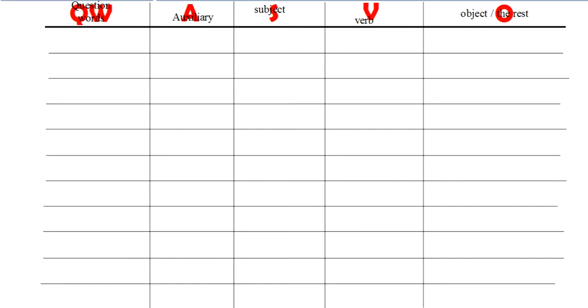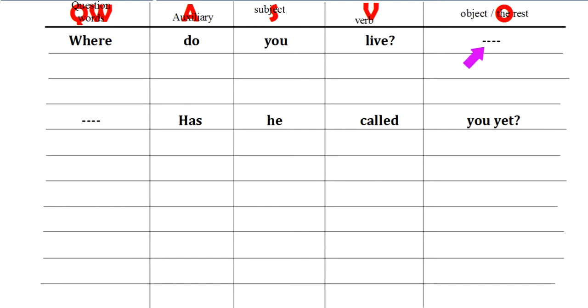Let's plug in the two questions that we've been working with, and you can see in what position each word falls in the chart. You might notice with the first question, there's nothing in this position. And if you recall from the statements video, it's not a necessity to have an object or a complement or whatever in the rest position. It's very common that a sentence ends with the verb. So it's not necessary to have something in this column. But why is this column blank? It has to do with this question, has he called you yet?